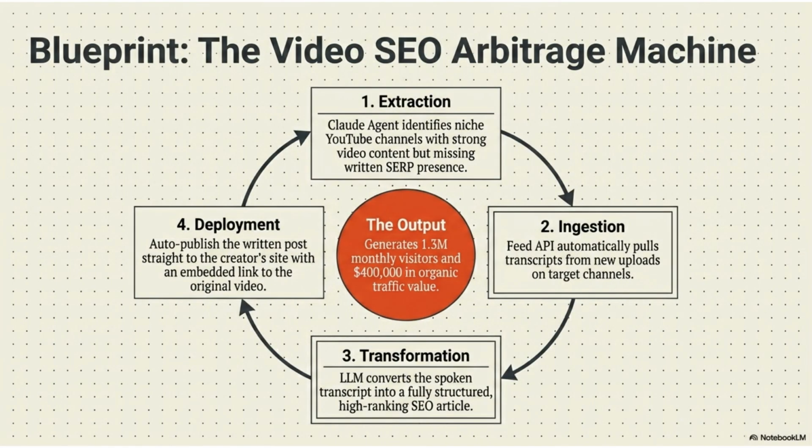The video SEO arbitrage machine blueprint involves 4 steps. First, Claude identifies niche channels. Second, transcripts are ingested. Third, the LLM transforms the transcript into an SEO article. Finally, it's deployed to the creator's site, linking back to the original video.